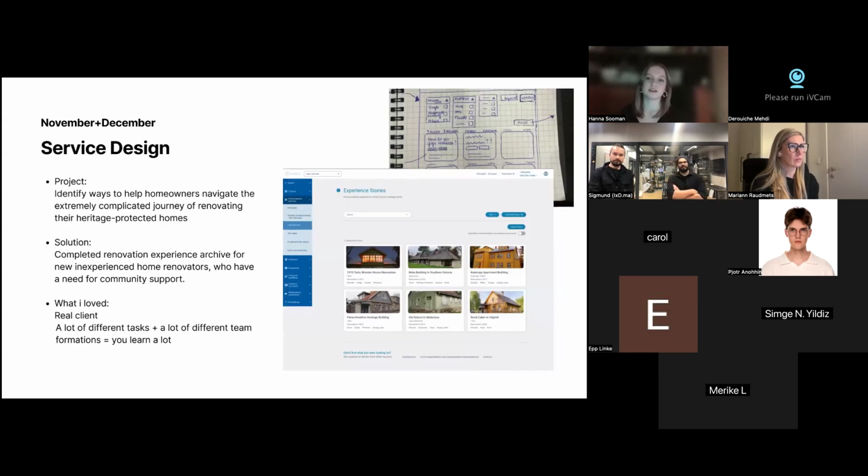But the main project in our semester was actually service design. This was the largest project. I forgot how many weeks already. It was such a long project. It was probably 9, yes, probably 9. Anyways, the project was to identify ways of helping homeowners navigate the extremely complicated journey of renovating their heritage-protected home. Sorry for reading it from the slides.